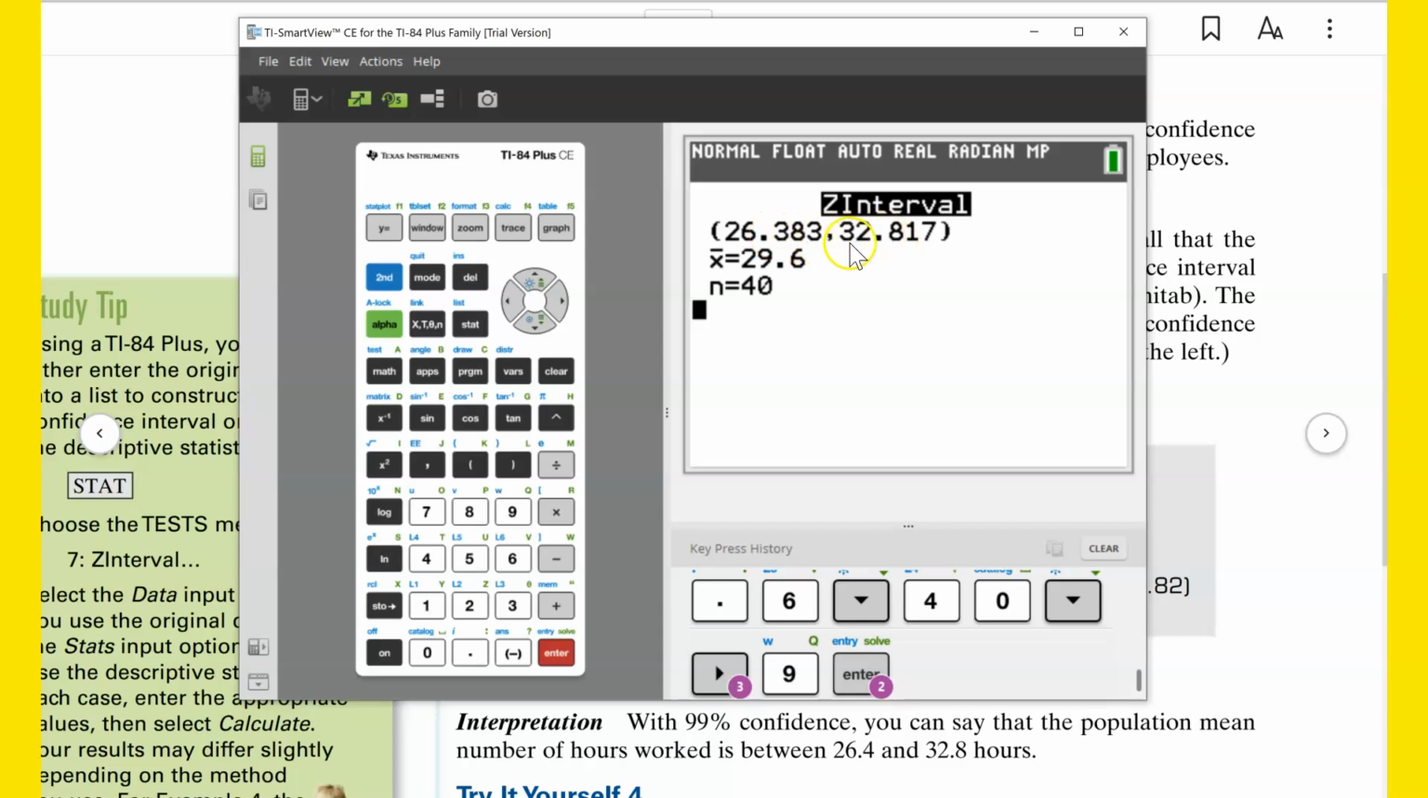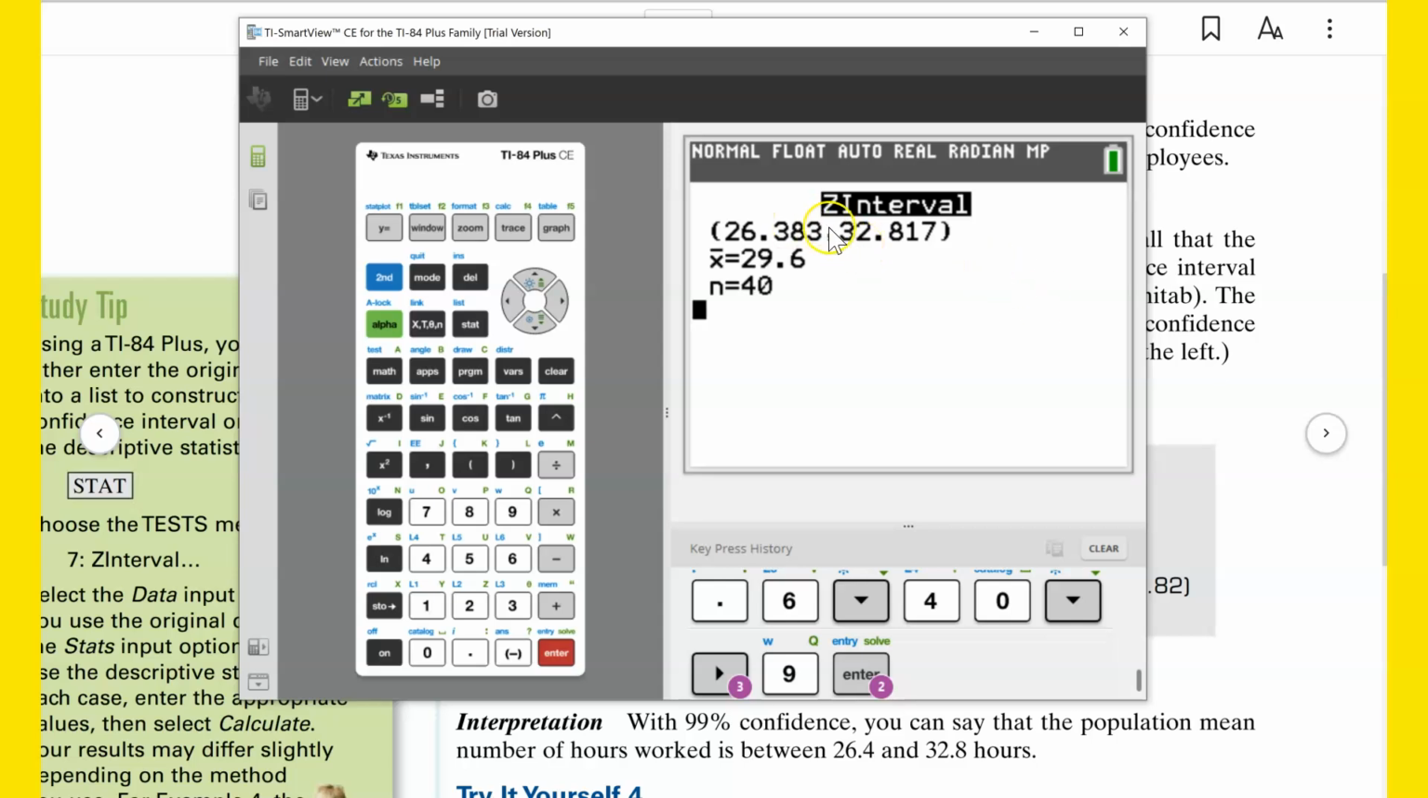If we want to be 99% confident about our interval, then it's going to spread that interval out a little more. Remember, it was 27.2 and 32. Well, now it's 26.383 and 32.817. So our interval had to grow a little bit for us to have a higher level of confidence that the true population mean is in that interval. But that's a much easier way to do it.